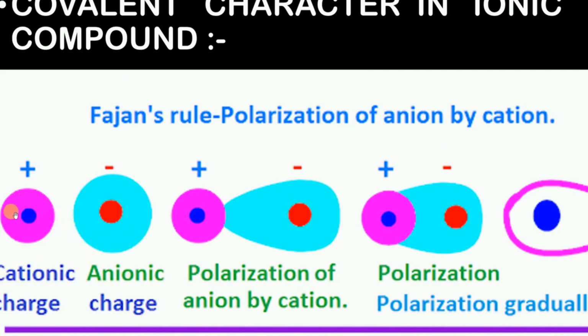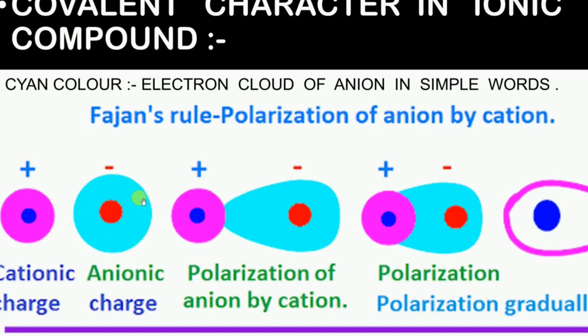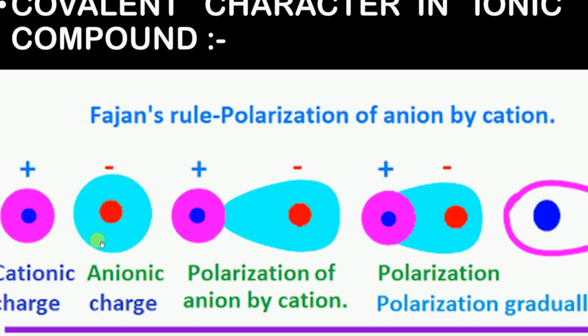And this pink color, guys, is the electron cloud density of the cation. Now I hope you all know what is an electron cloud density. And this cyan color is nothing but the electron cloud density for the anion, outermost energy level electrons of the anion. Let me repeat myself again. This cyan color represents the electron cloud density of the outermost energy level electrons in an anion. Clear with this term?